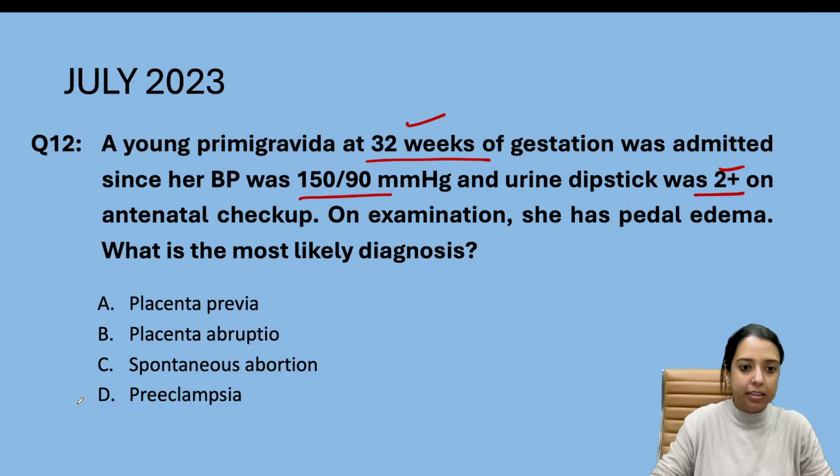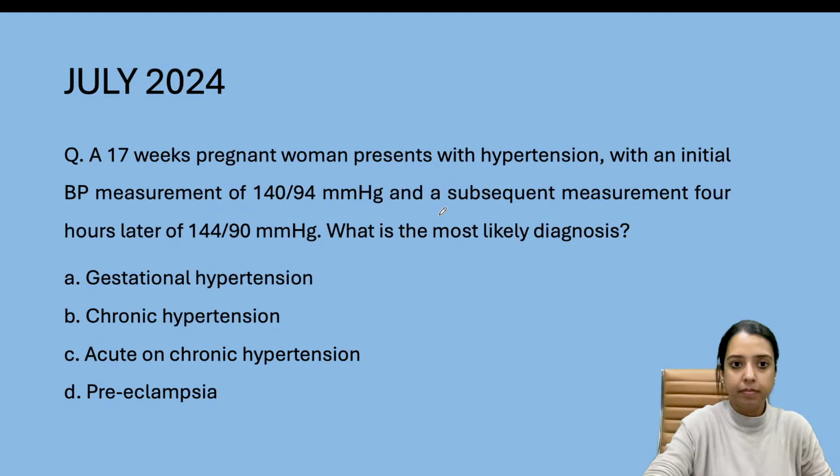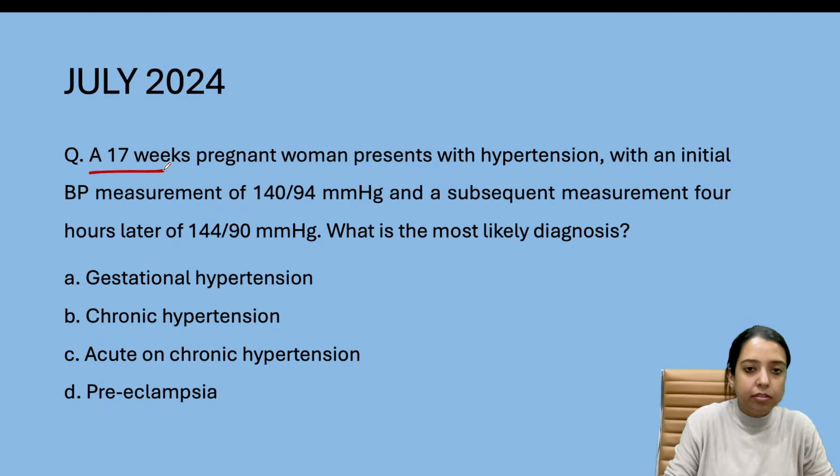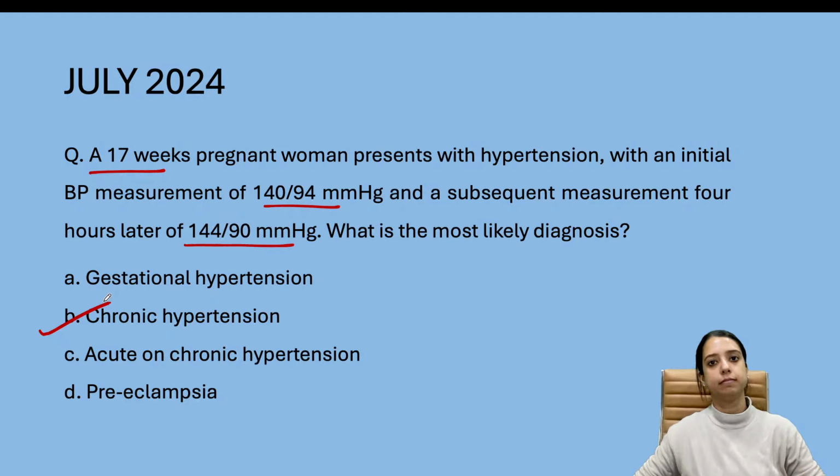What is it? It is preeclampsia. Is it gestational hypertension? No. Is it chronic hypertension? No. ठीक है. 17 weeks with hypertension, BP high है, repeatedly it is again high. What is it? 17 weeks. Now it is chronic hypertension.